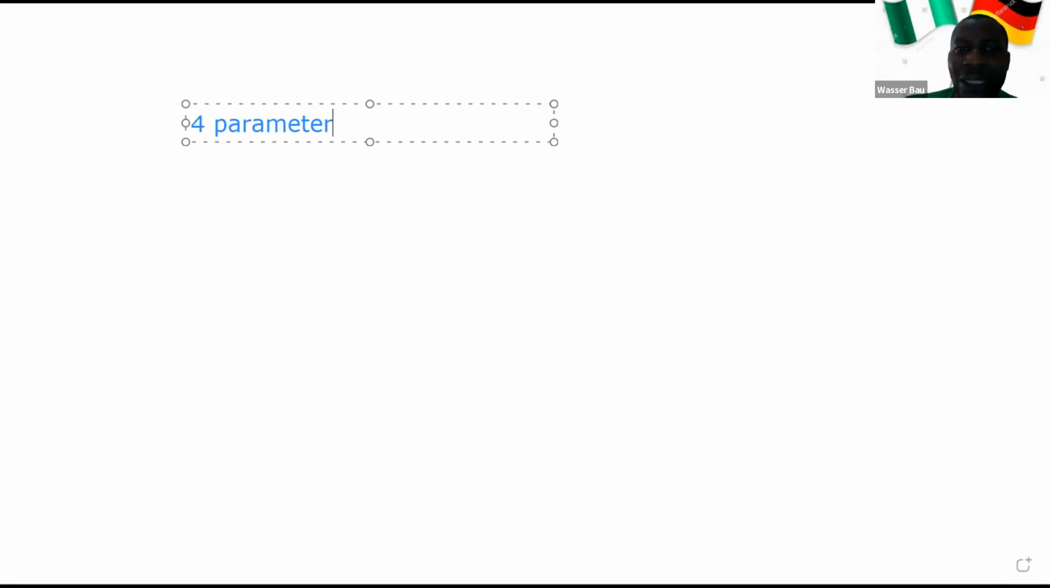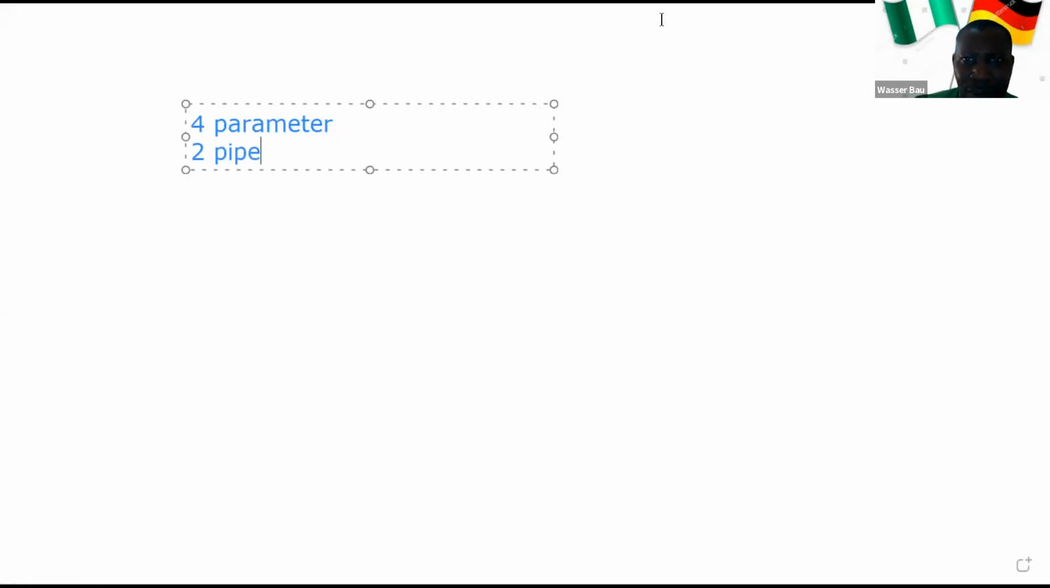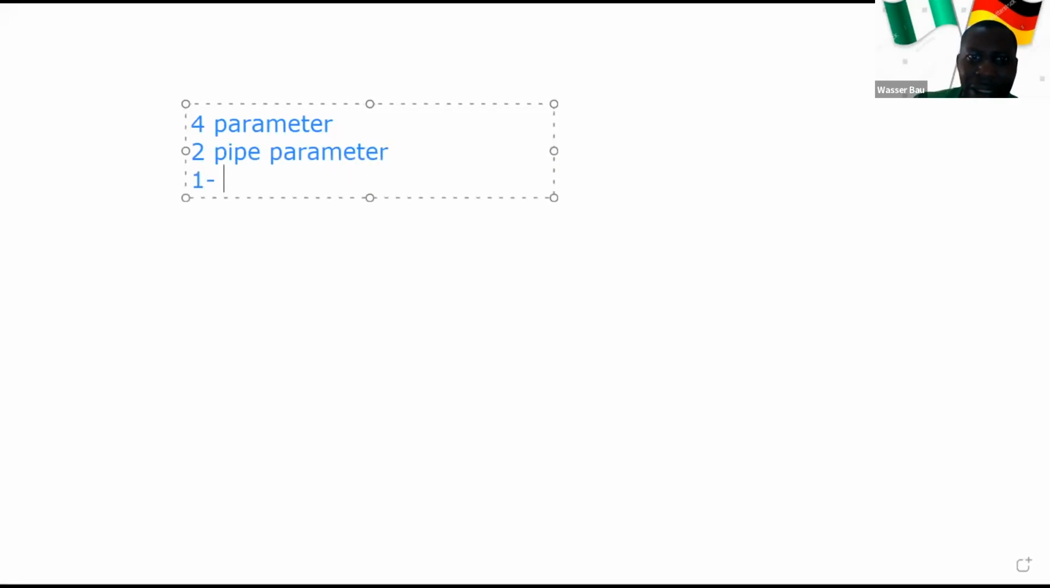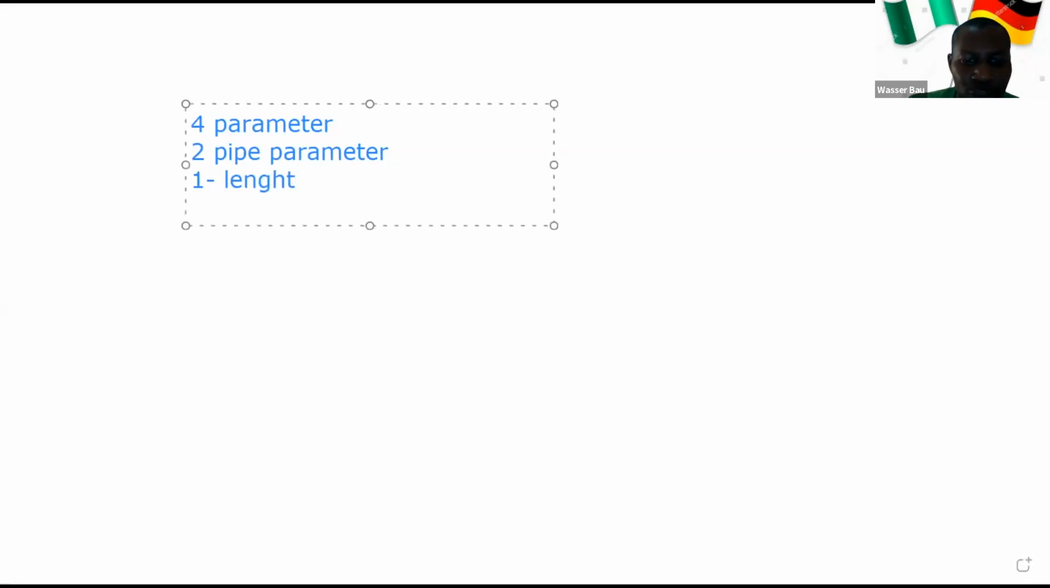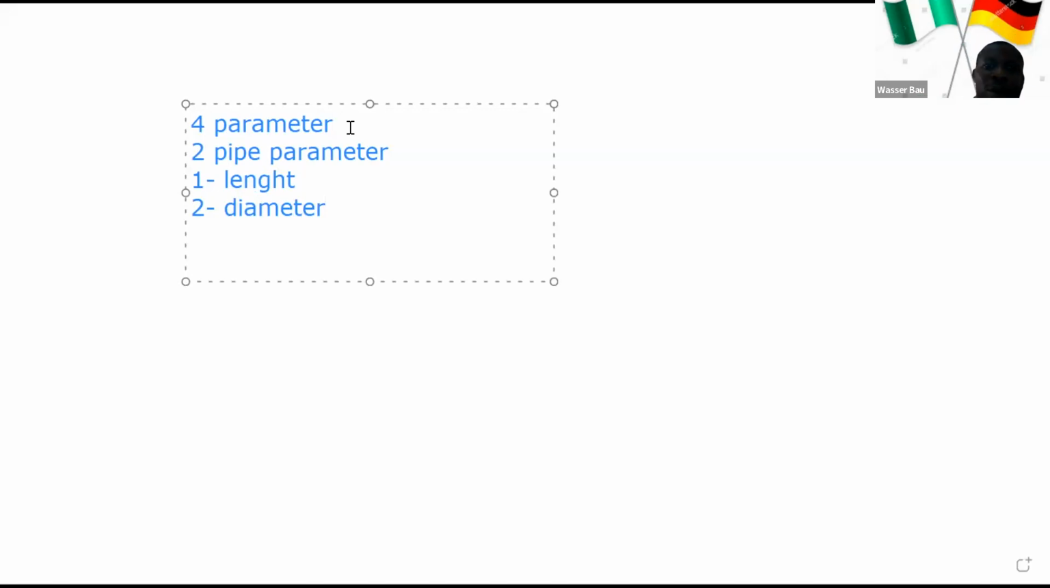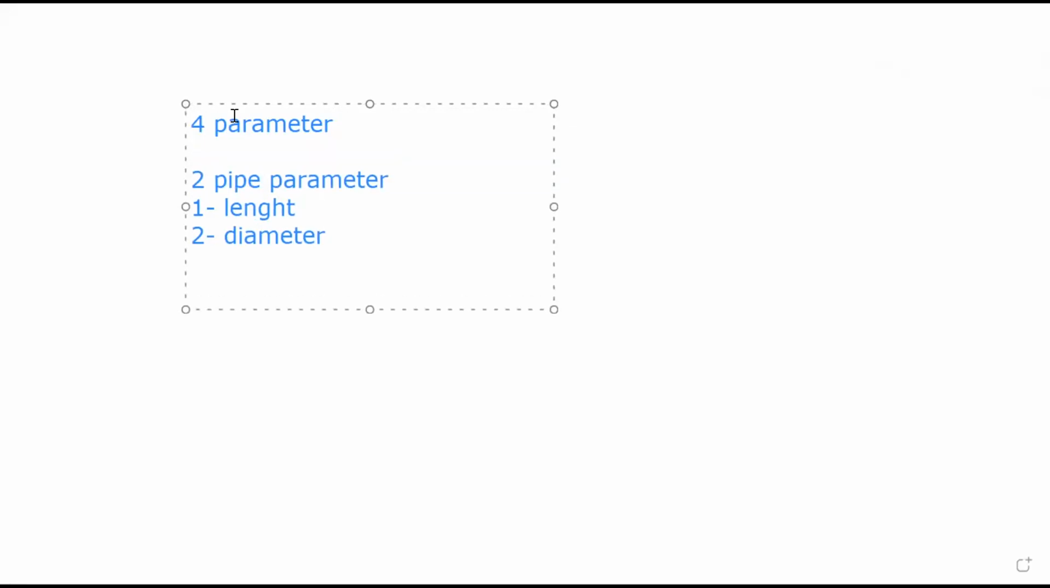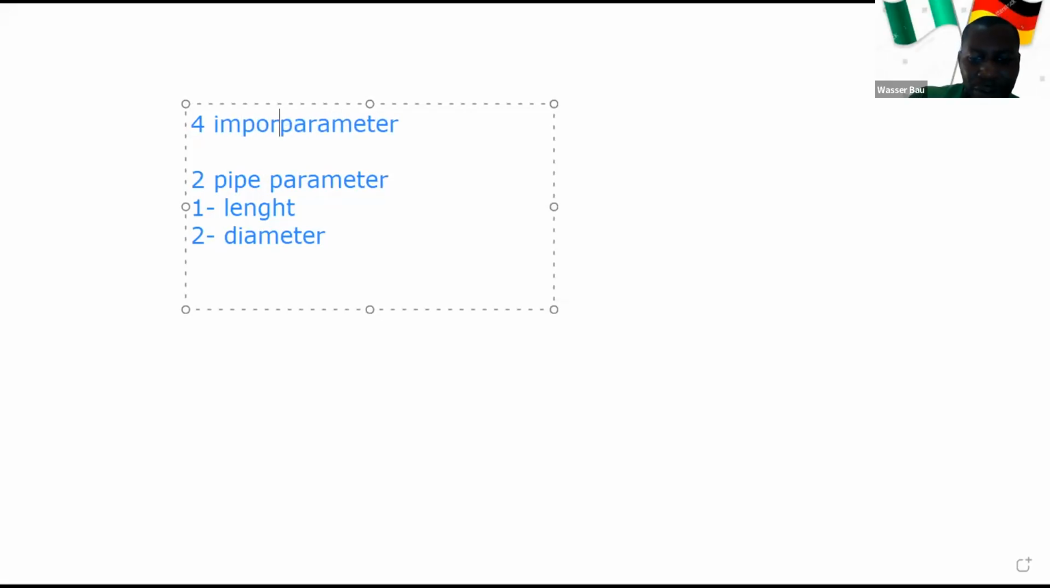So 4 things you need, 2 of them have to do with pipe. I call them 2 pipe parameters. I'll explain why I call them pipe parameters. And those 2 pipe parameters, number 1 is you must know the length of the pipe. And number 2, you must know the diameter of the pipe. So you must know the length of the pipe and you must know the diameter of the pipe. So these are the 4 important parameters.